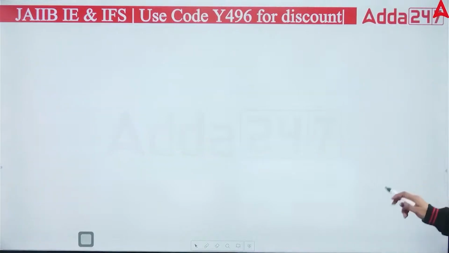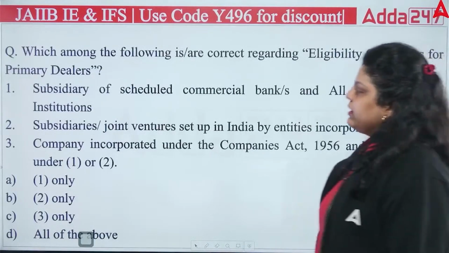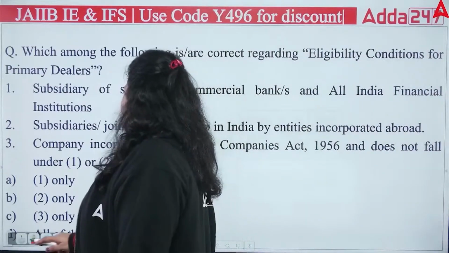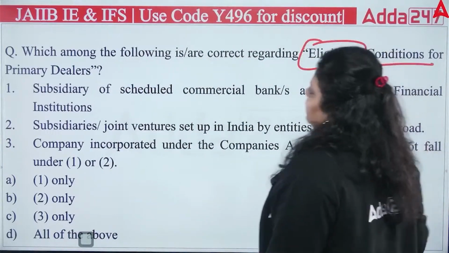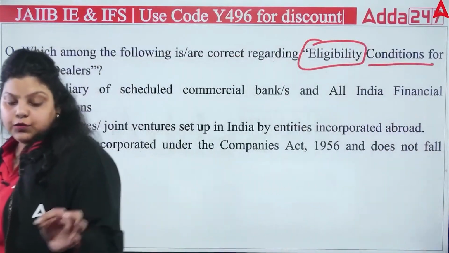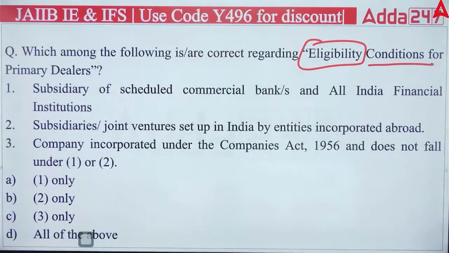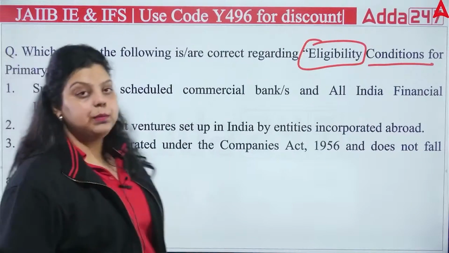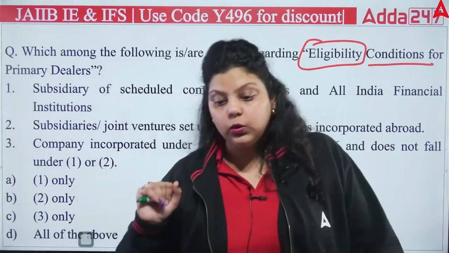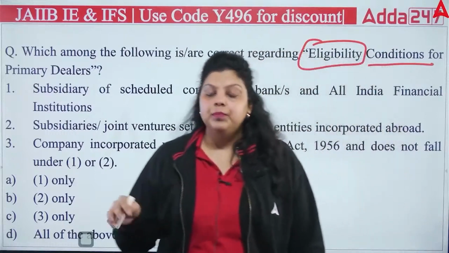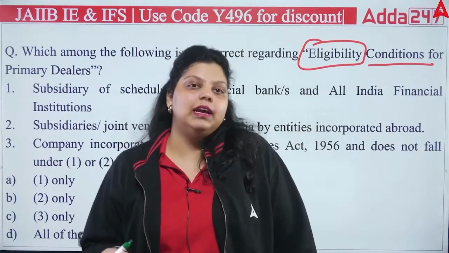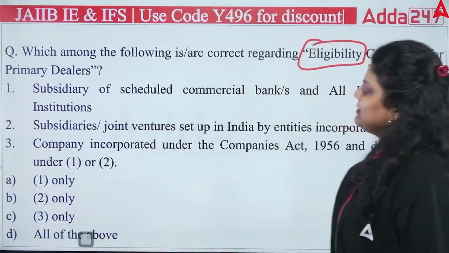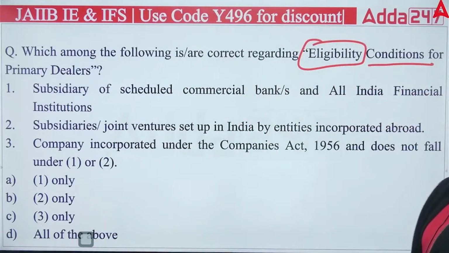Okay. Next question we have is talking about which among the following are correct regarding the eligibility condition for the primary dealer. If you want to become a primary dealer, you have to take a license from the Reserve Bank of India. RBI will give you the license and then only you can work as a primary dealer in the country. But to take a license from the Reserve Bank of India, what eligibility criteria do you have to fulfill? So first is saying you can be a subsidiary of any scheduled commercial bank or all India financial institution.